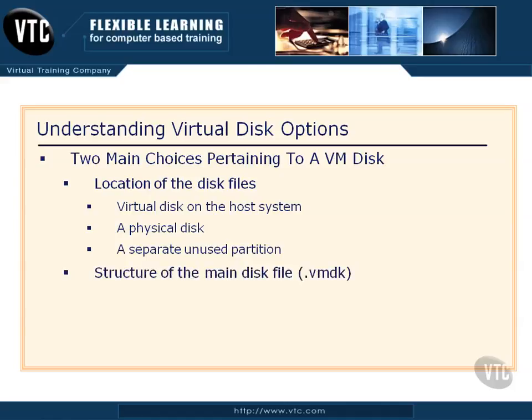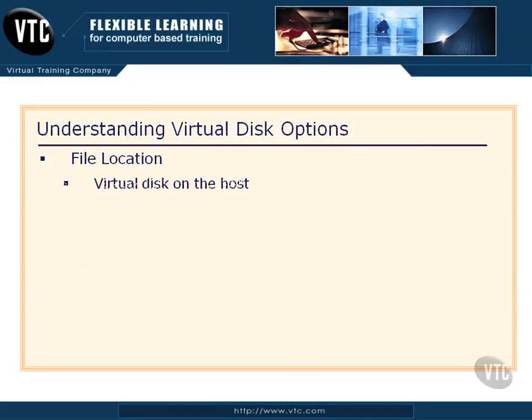Now the other choice that you have pertaining to your virtual machine disk is the actual structure of the main disk file, the VMDK file. You can either have one single file, one large file, which is going to be the default in the setup procedures in VMware Workstation, or you can have multiple smaller files, and we'll pay closer attention to that in part two. So first of all, let's talk about the file location options you have.